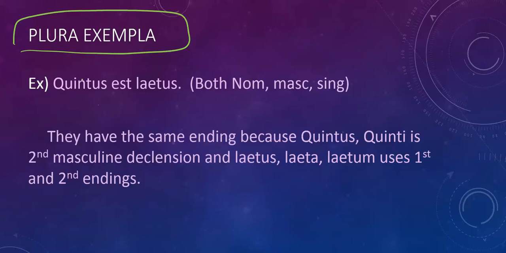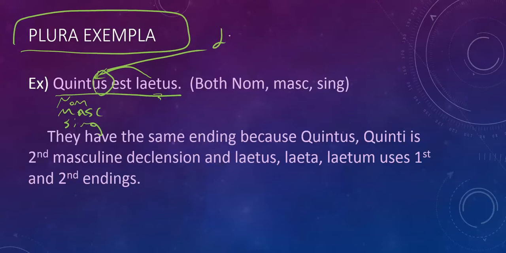So, plura exempla, more examples. Quintus est lightus. Notice that Quintus is the subject and lightus describes him. So lightus has to do whatever Quintus wants. Quintus is the subject, so he's nominative. He's a boy, so he's masculine. And there's only one of him, so it's singular. Quintus's name is second declension, so he has a US ending. We just saw that lightus in the dictionary is lightus, lighta, lightum.